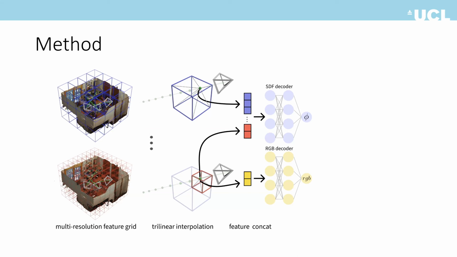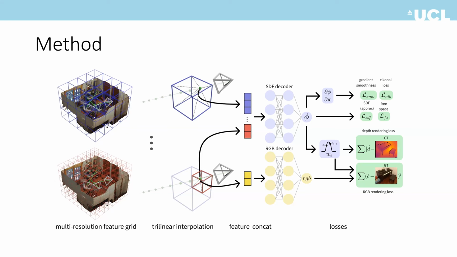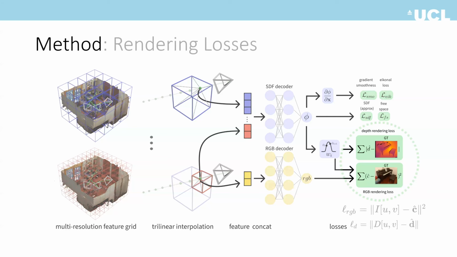With this predicted SDF and RGB values, we are able to formulate our final loss functions to optimize our scene representation, which is the multi-level feature grid and also these MLP decoders. And here we have six loss terms. Four of them are data terms and two of them are regularization terms. I will go through them. This is the rendering loss. It's basically the same idea as NeRF.